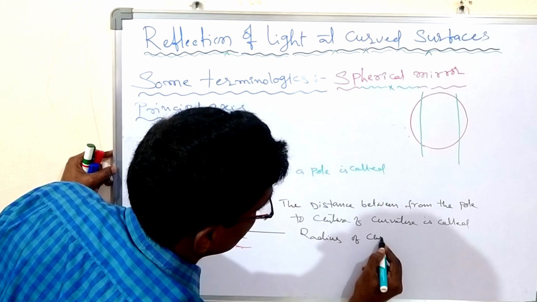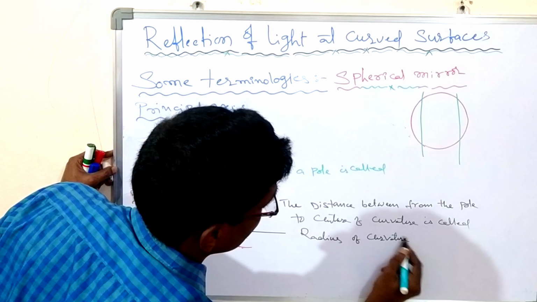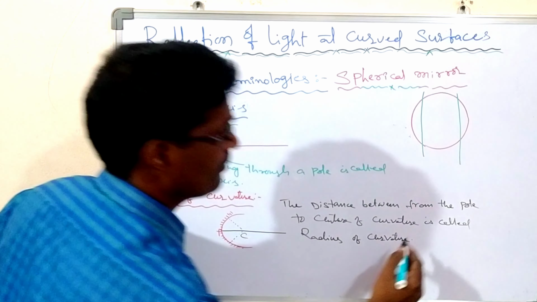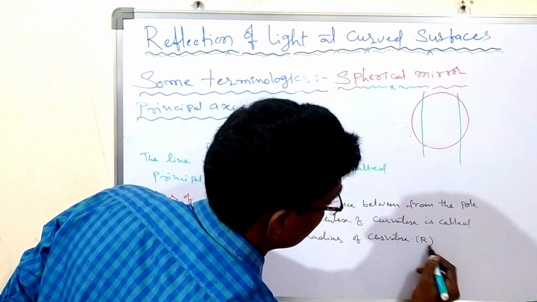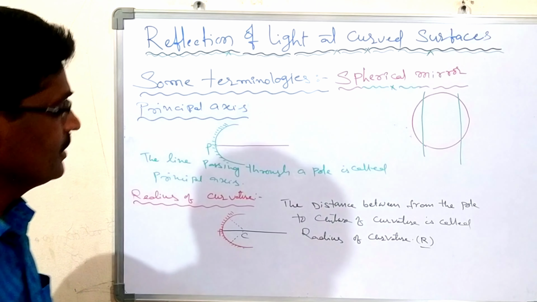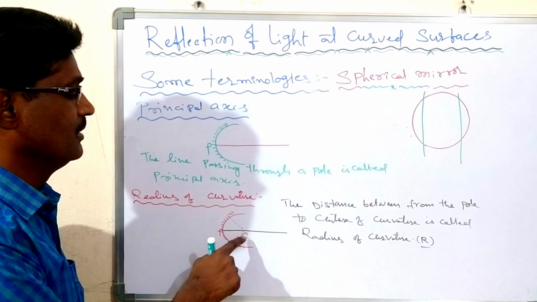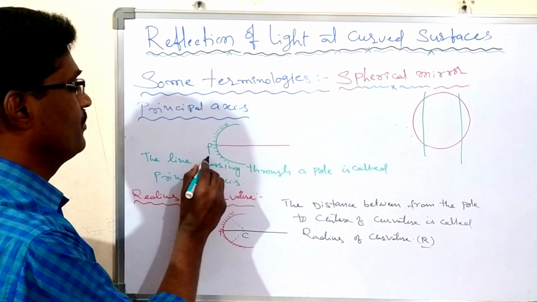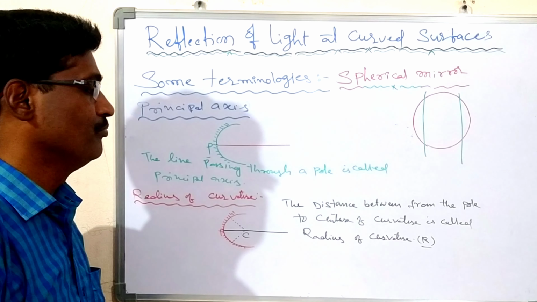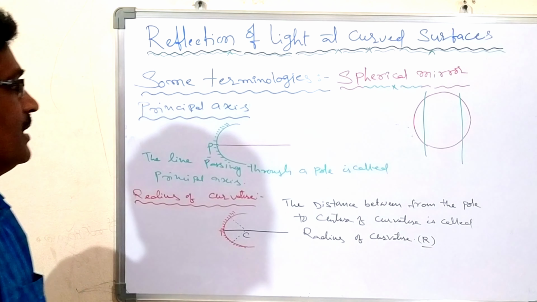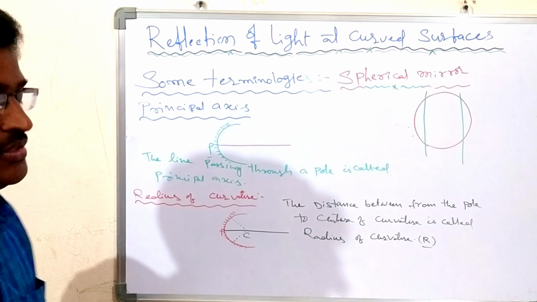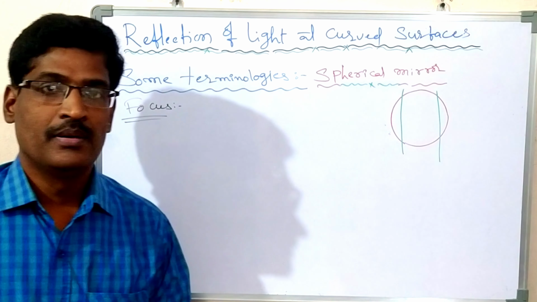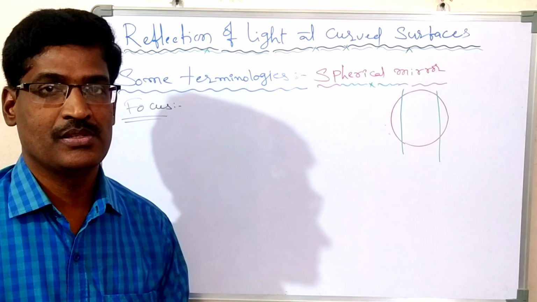Radius of curvature we can represent with the letter capital R. Center of curvature we are representing with the letter capital C. We are representing pole with capital P. Till now we have completed these. Some terminologies: the next terminology is focus.